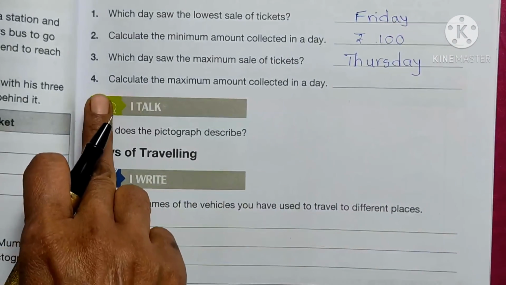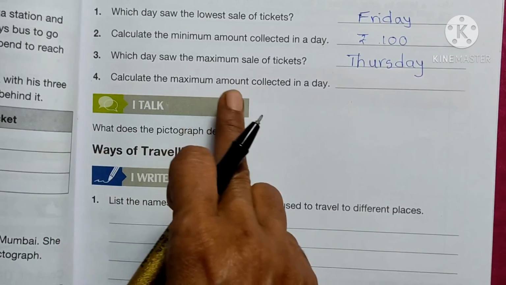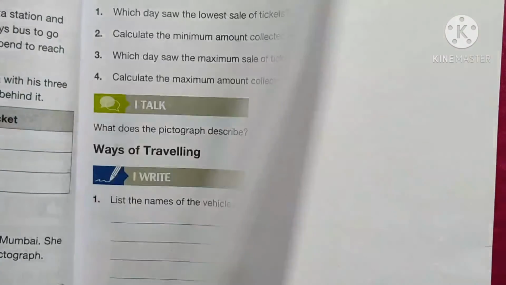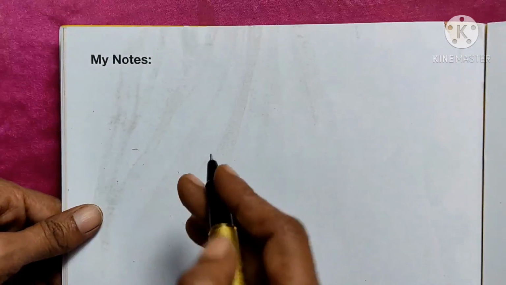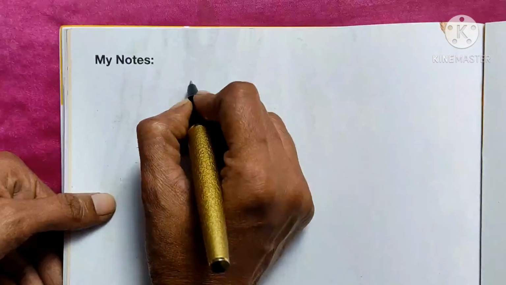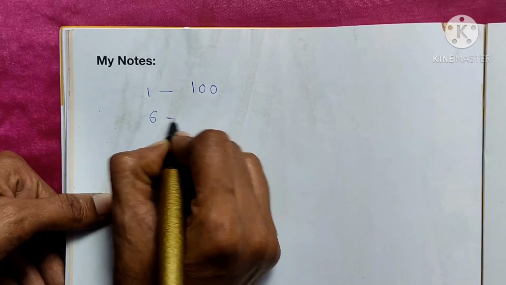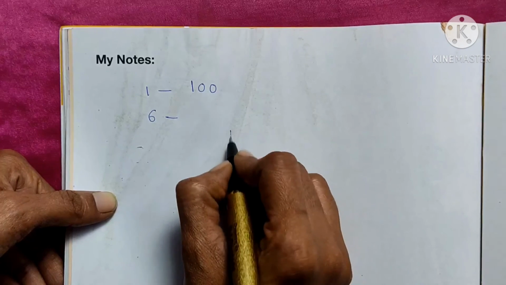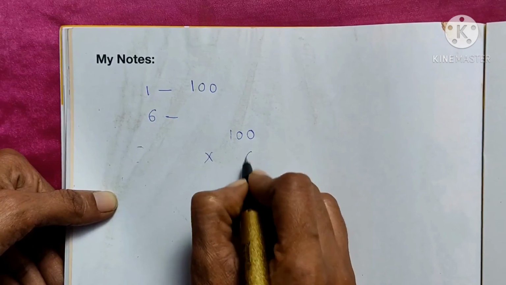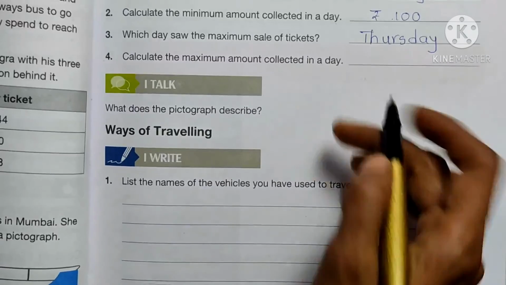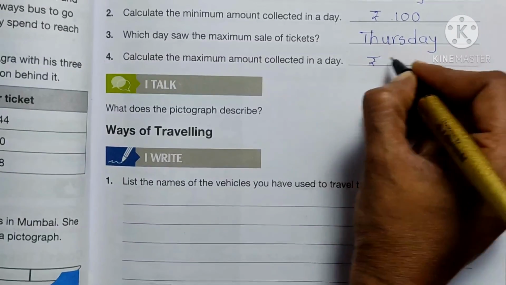And the question number 4. Calculate the maximum amount collected in a day. On Thursday 6 tickets are sold. Here you can use the last page for the calculation. The cost for one ticket is 100 rupees and we have to find out for 6 tickets. Multiply this 100 by 6. The answer is 600. So write down here rupees 600.